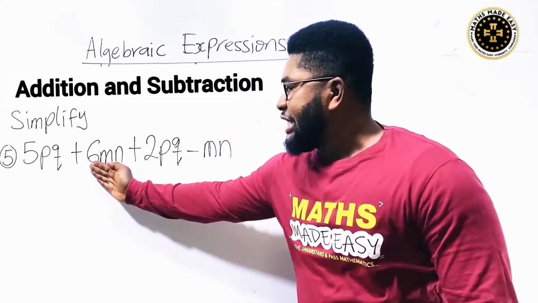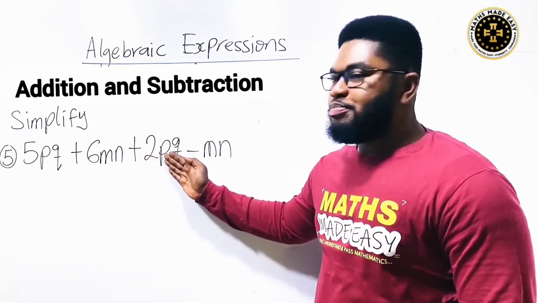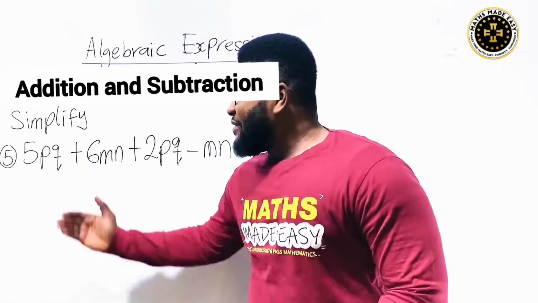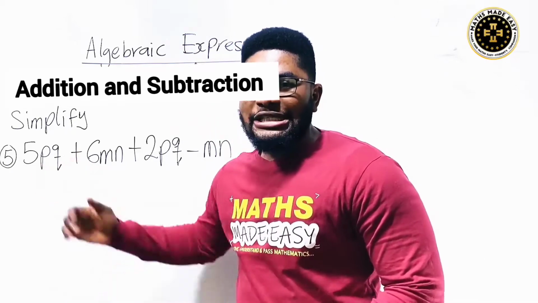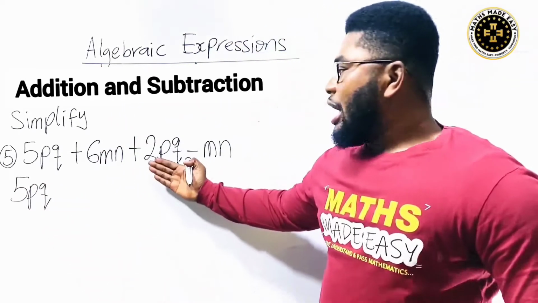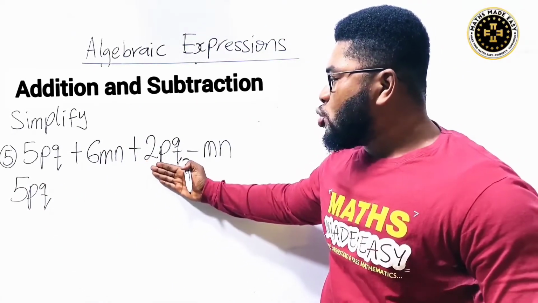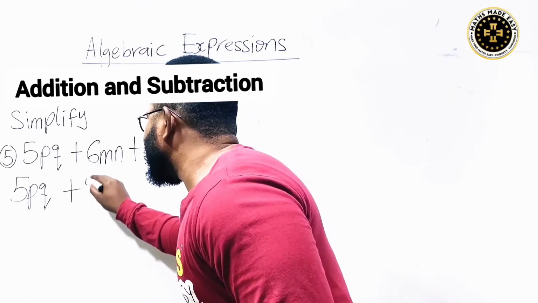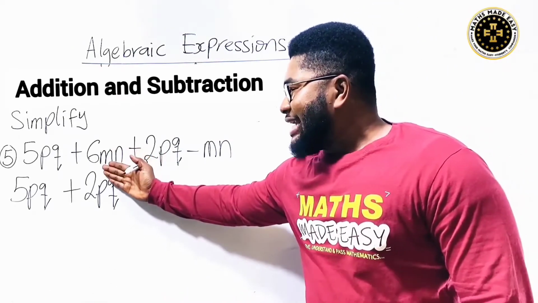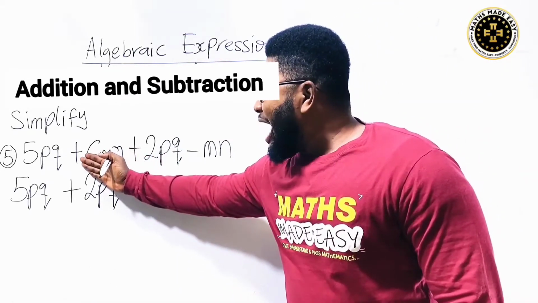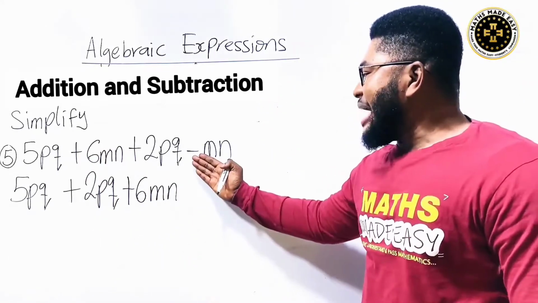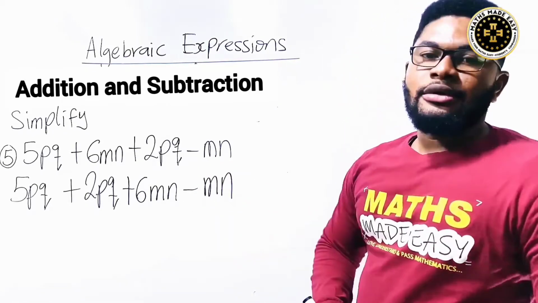5pq plus 6mn plus 2pq minus mn. We have to group like terms. So the first variable is pq. So let's start with the pq. We have 5pq. And we have the next pq as plus 2pq. We go to the 6mn. So plus 6mn. Then finally minus mn. Let's simplify.